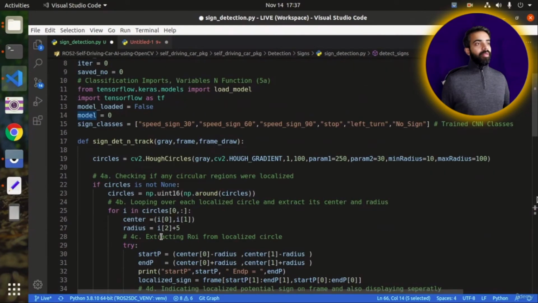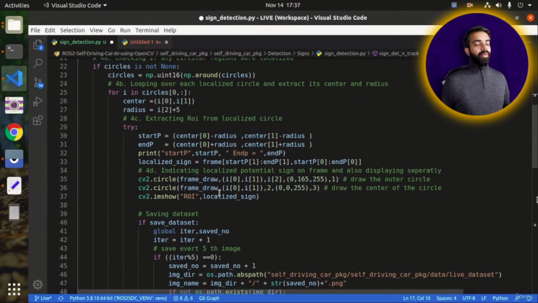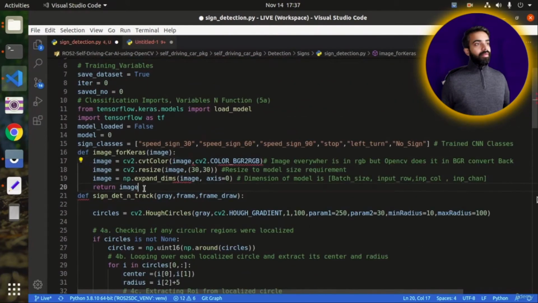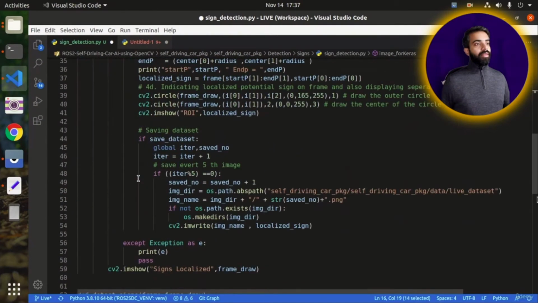Then once we have done that, we proceed inside the sign detect and track function. After we have localized our potential candidate, we try to classify the region of interest. But before we can pass this region of interest to the model to get the required predictions, we need to convert it into a format which the model accepts. To do that, we need to declare a new function, image for keras. So let's do that.